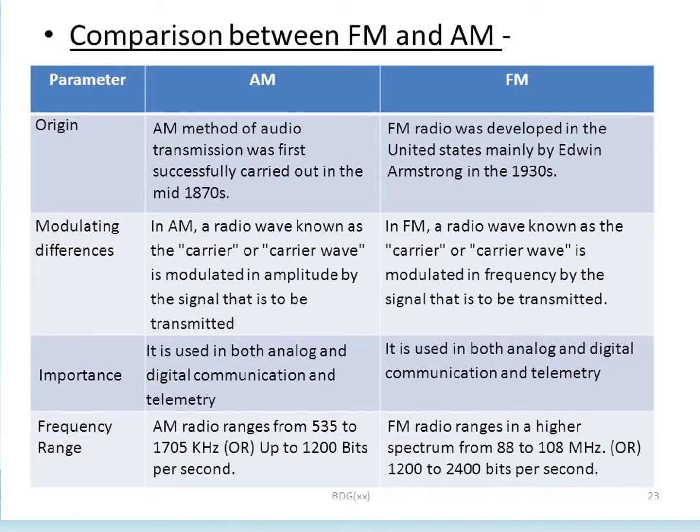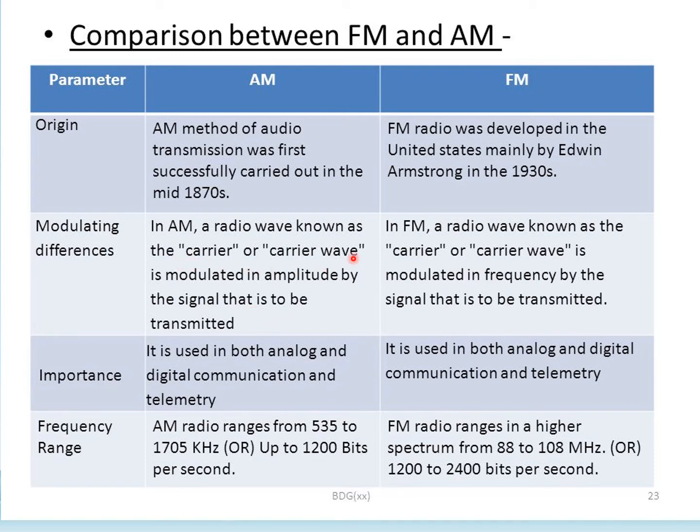Now we'll see a few comparisons between the FM and AM signals. For origin, AM audio transmission was first successfully carried out in the 1870s, whereas FM was developed in the United States mainly by Edwin Armstrong in the 1930s. What is the difference in modulation? You know very well that in AM you vary the amplitude of the signal.